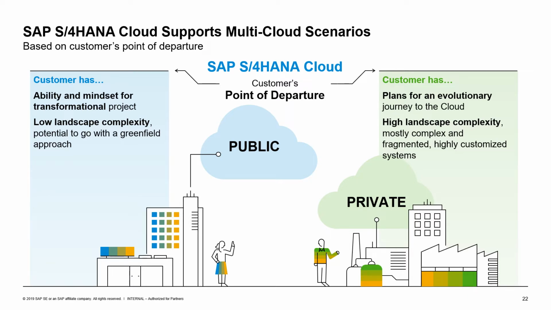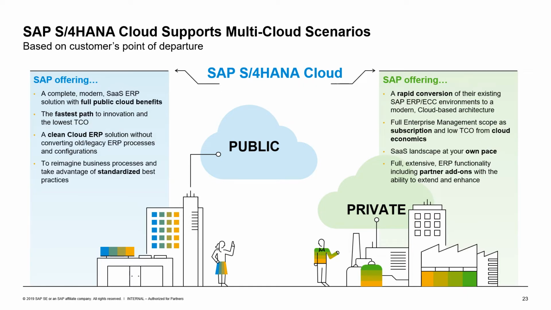If your point of departure in your customer's environment has plans for an evolutionary journey to the cloud, or they have high landscape complexity, they're mostly complex and fragmented, they might have highly customized systems, well, that might lead and would be a recommendation to look at S4HANA Cloud Private.